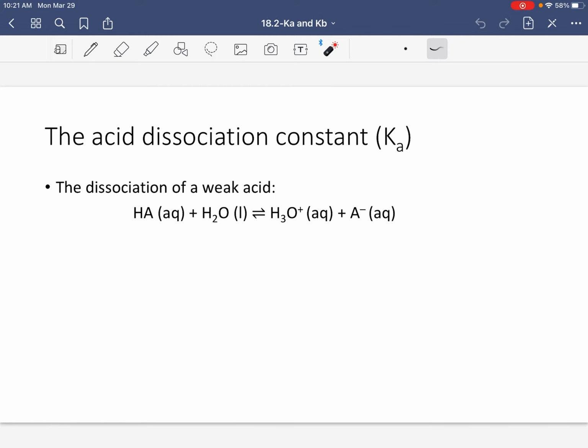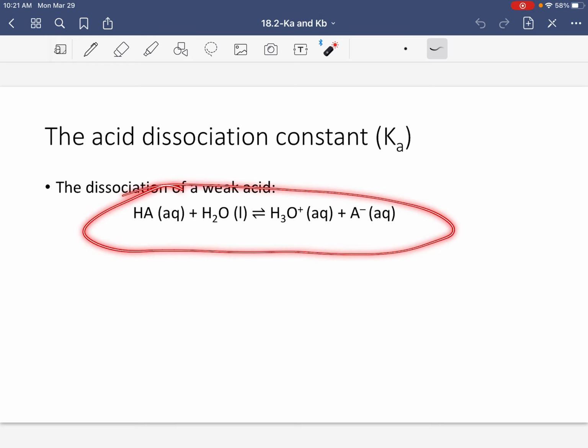So Ka is known as the acid dissociation constant. Dissociation, I understand. Acid, I understand. Maybe that's where the A comes from. So let's take a look at this reaction right here that we've been looking at for a while now.